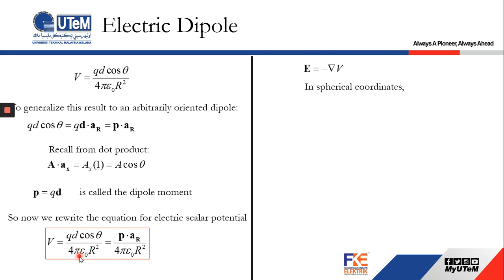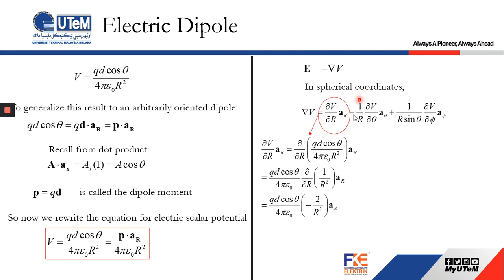In spherical coordinates, this is the equation for gradient. This one is obtained from the table that I shared with you when we studied vector calculus, when we studied gradient, divergence, curl, and Laplacian. So, we will replace the value of V here. We are going to use the value QD cos theta divided by 4 pi epsilon naught r squared into V here and differentiate.